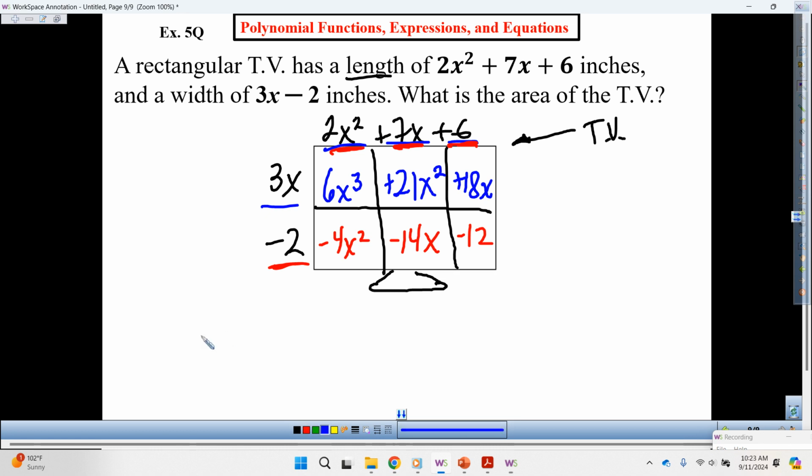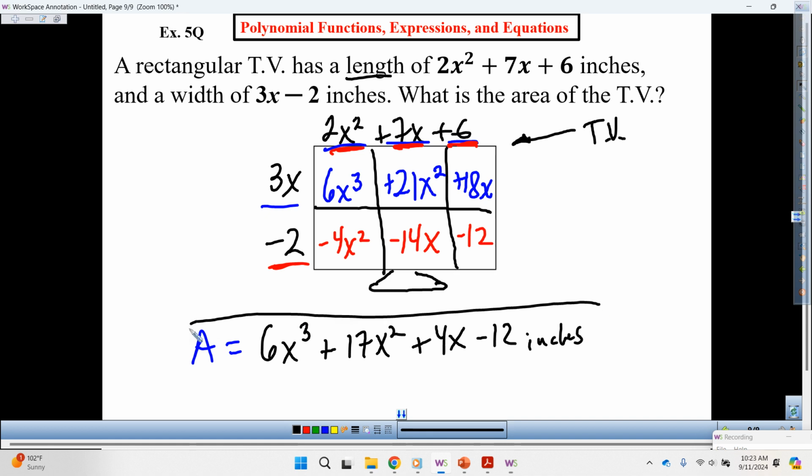So the area, once again, show your neighbor the area. I just want the answer. And who's going to pass it to someone? Answer. What'd you get for the area of that TV in inches? Jesus, pass someone. Sammy. 17x squared plus 4x minus 12 inches. Send that in, please. Hands if you got that. That is correct. Let's go.